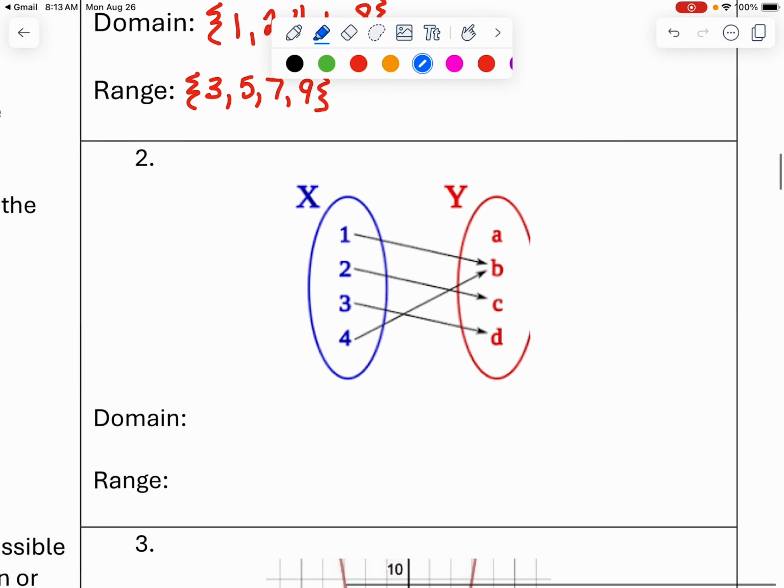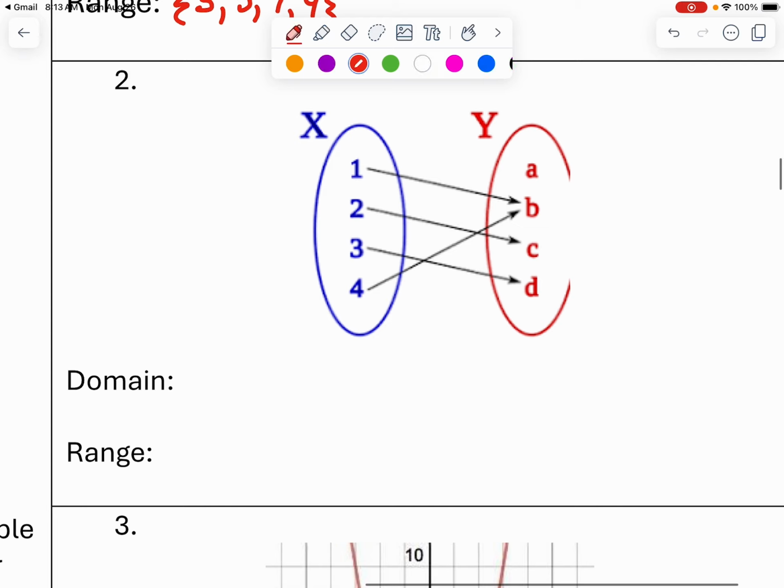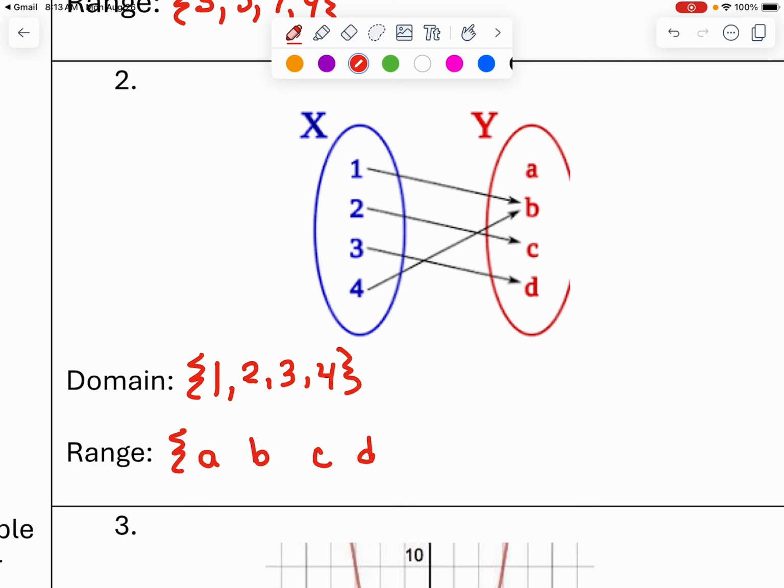Number 2, we do the same thing in here when we list our domain and range. Remember, it has to be in order, least to greatest, no repeats. So it's 1, 2, 3, and 4. And then in order, least to greatest, A, B, C, and D.